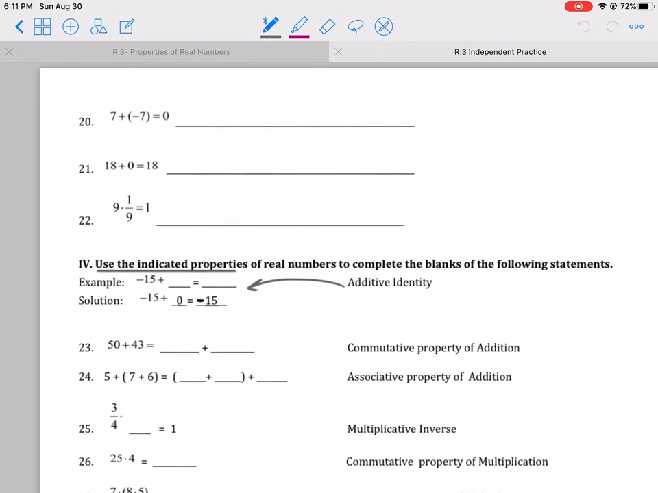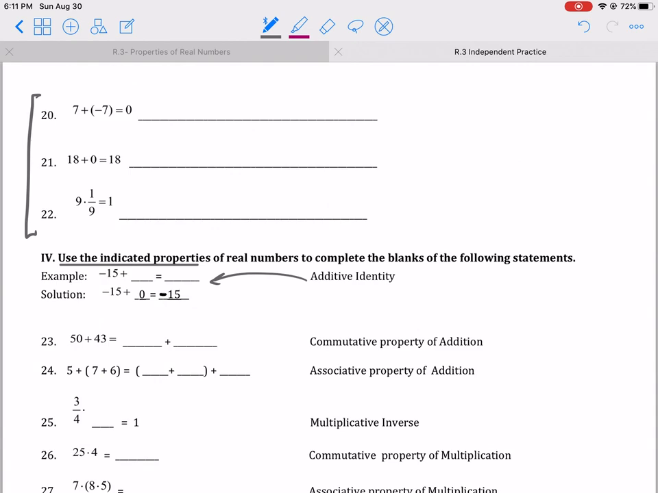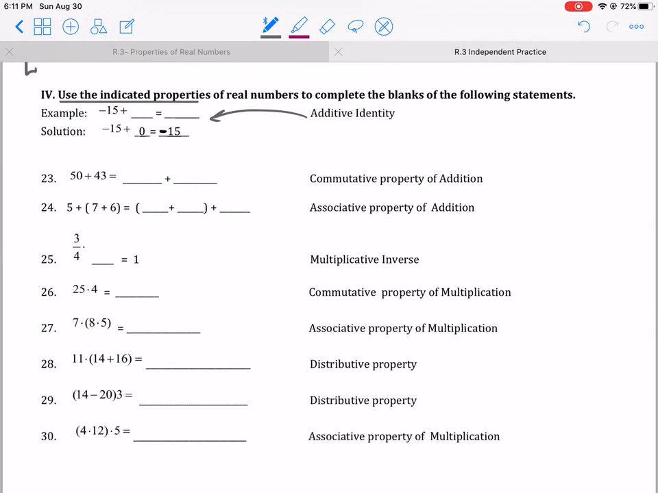All right, this page, this top section, same thing, lists the property. And then the last section here, you are going to use the indicated property to complete the blanks. So here is our example. If I give you this blank of negative 15 plus something is something, and I want you to use the additive identity, then I know identity, okay, that means identical. I need to get the identical number over here on the other side of the equation by adding something. So what do I have to add to negative 15 to get negative 15? 0. And then I'd complete the blanks there.